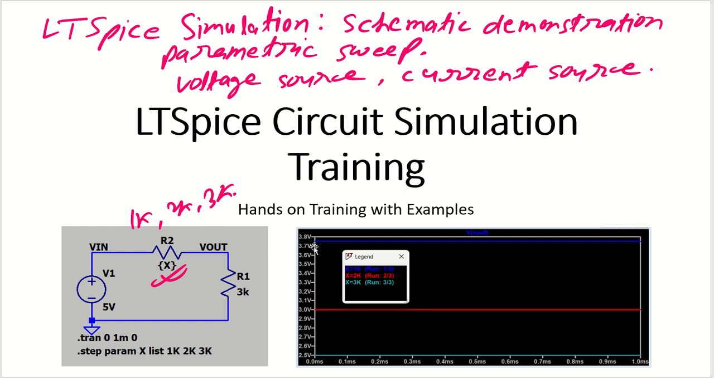Understood? So the parametric sweep gives you control of varying a particular value, or maybe multiple values as well, and you can simulate the circuit in a single shot, right? So let's try to understand how we can assign parametric values to a particular component in different ways.